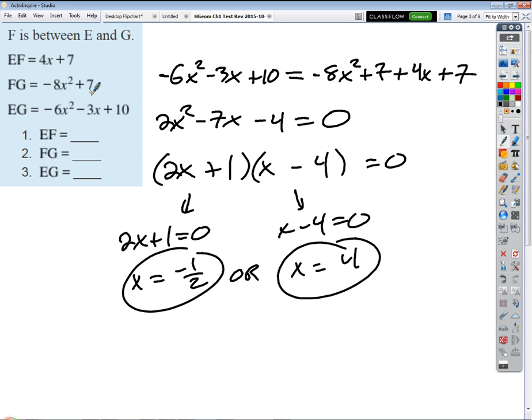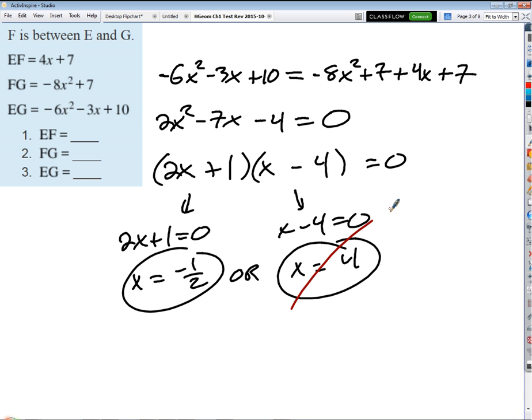So the positive 4 value of x, you got to discard that one. It didn't work. If I plug it into FG, I'm going to get, what am I going to get? -128, so -121. That doesn't work. FG has to be positive. It's the length of a segment, right?